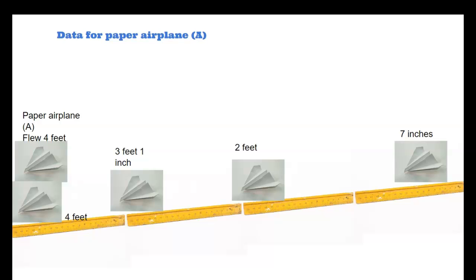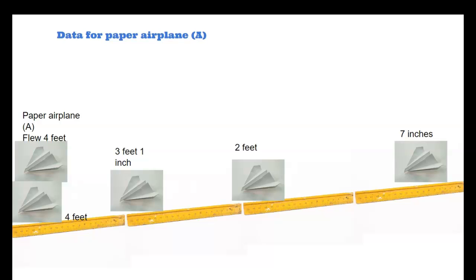So, you're about ready to collect your data. You need to find a place in your house, preferably inside, because you don't want the outside air or the wind to have a factor in how far an airplane can fly. So pick somewhere in your house that's open, so that wherever it lands, you're going to be able to measure how far it flew.